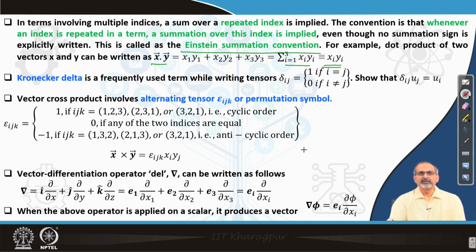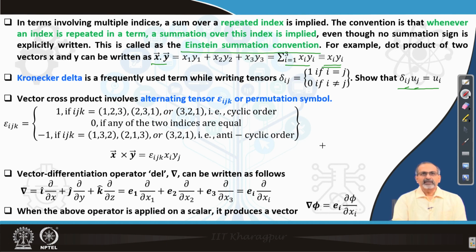It is often used while writing tensors. We write it as delta ij, and it takes a value of 1 when i is equal to j, and 0 if i is not equal to j. As a small homework, you can try proving that delta ij times uj will give you ui. Again, remember that you have repeating indices here, the j is repeating.